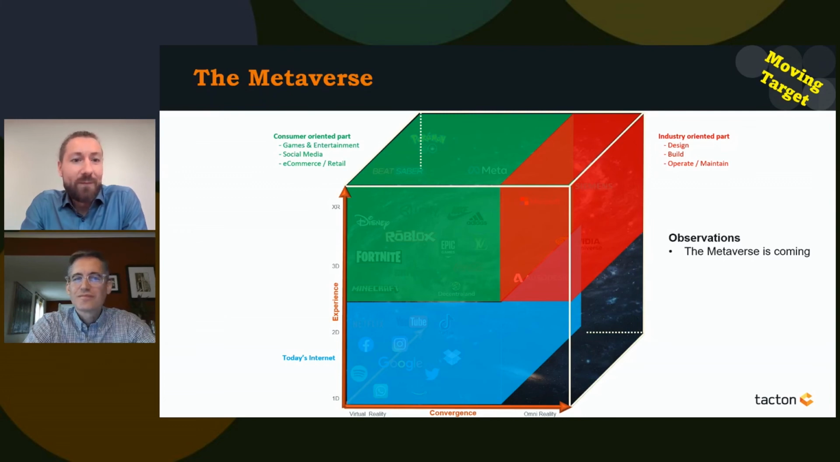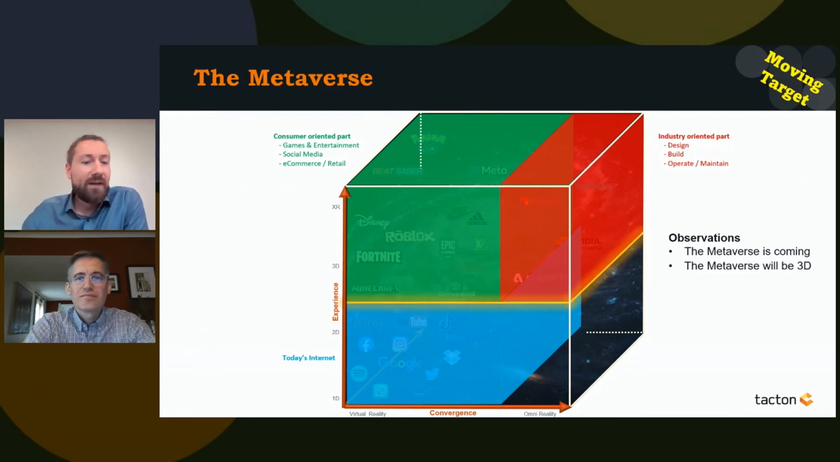It's here to stay. And the second observation that is important is that the metaverse will be 3-dimensional. That's the big difference to today's internet. So this is why people are talking about the metaverse as the 3D extension of today's internet. It will be 3-dimensional.